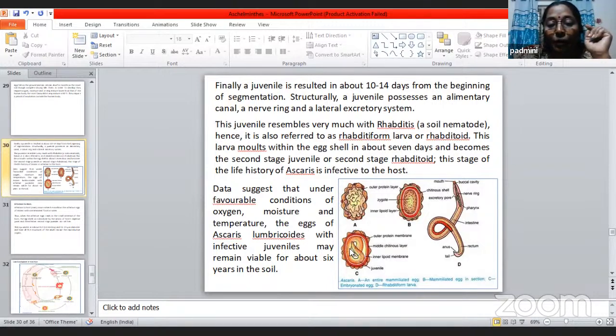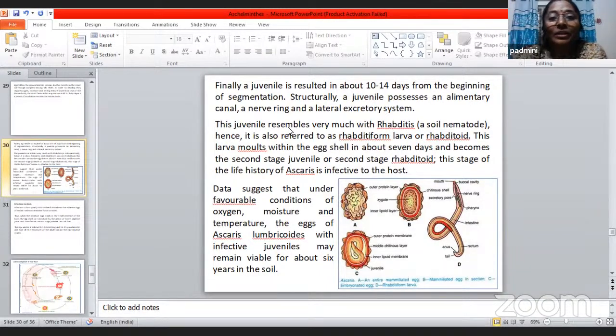And what is occurring over here? The juveniles are being formed inside the eggs themselves due to the molting nature that is present inside. And this is how a young juvenile worm looks, with the mouth, the buccal cavity, of course, the nerve ring and the pharynx, the intestine, the rectum and the anus. So what is happening over here? Structurally, the juvenile possesses an alimentary canal, the nerve ring, and of course, the lateral excretory system.